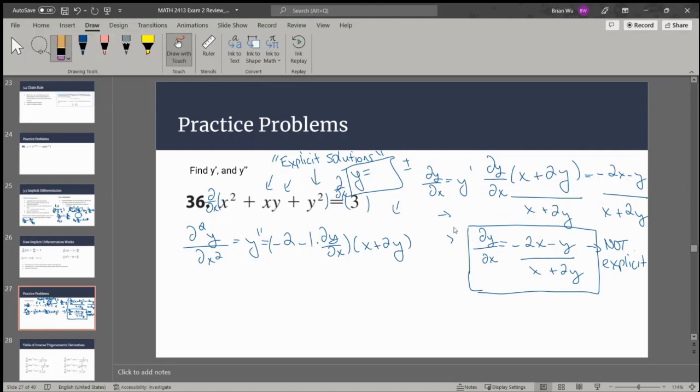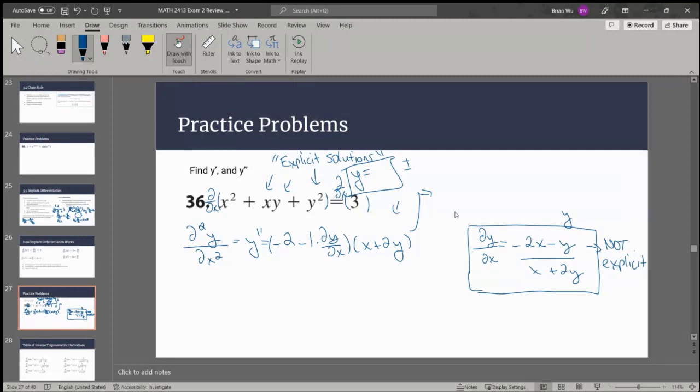And just make some more room. And let me just continue here. Then you're going to find the derivative of the bottom, which is 1 plus 2 times dy over dx. And that's going to be multiplied by the top. And all of this would be divided by the bottom squared, (x plus 2y) squared.